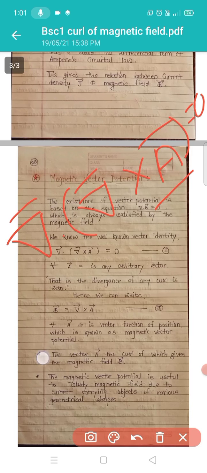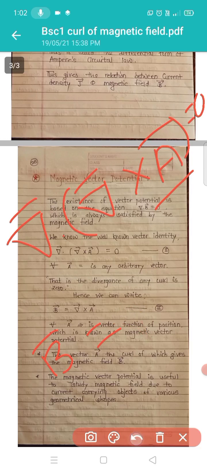Hence we can write B bar is equal to del bar cross A bar, where A bar is a vector function of position known as the magnetic vector potential. The vector A bar, the curl of which gives the magnetic field B bar. The magnetic vector potential is useful to study the magnetic field due to current carrying objects of various geometrical shapes.